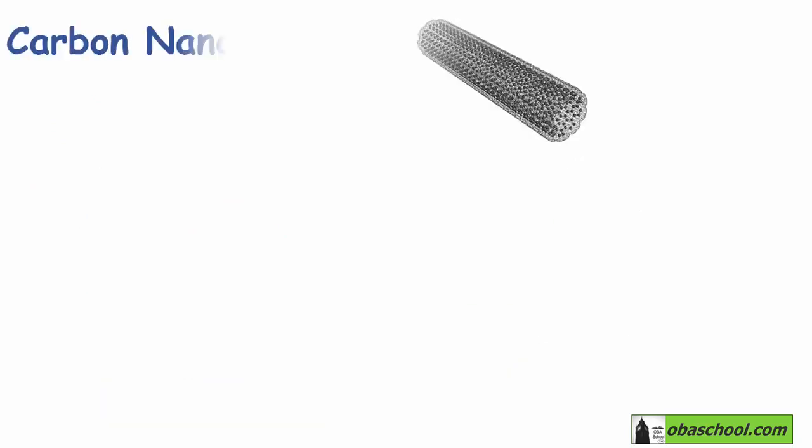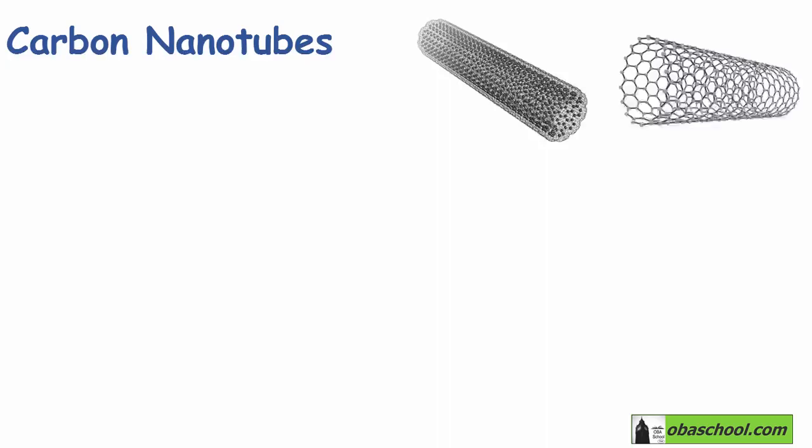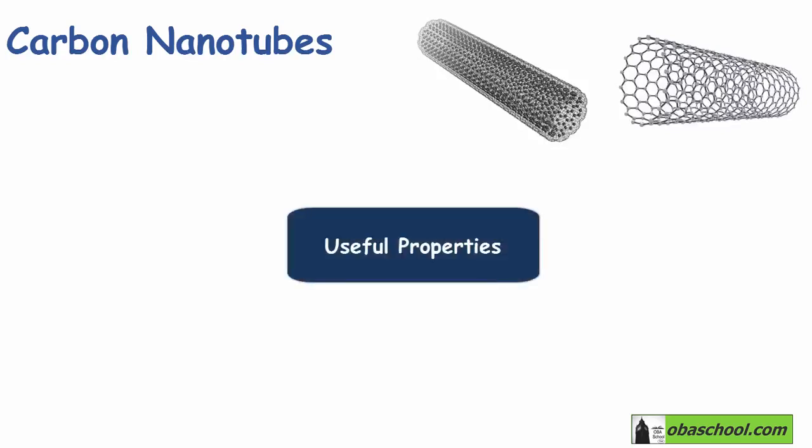Cylindrical fullerenes are called carbon nanotubes, which can also be produced. Actually, these fullerenes will form a thin cylinder, so it's a cylinder whose length is much greater than its diameter. So it's a large, thin cylinder. And due to their shape, they have very useful properties.